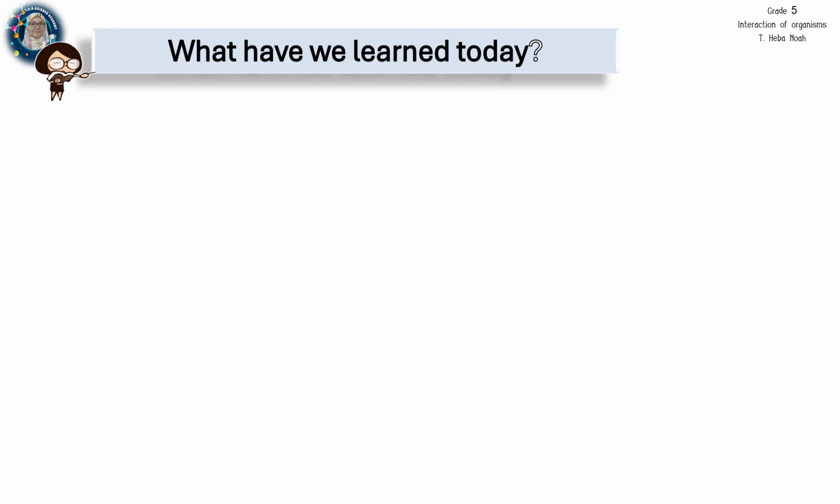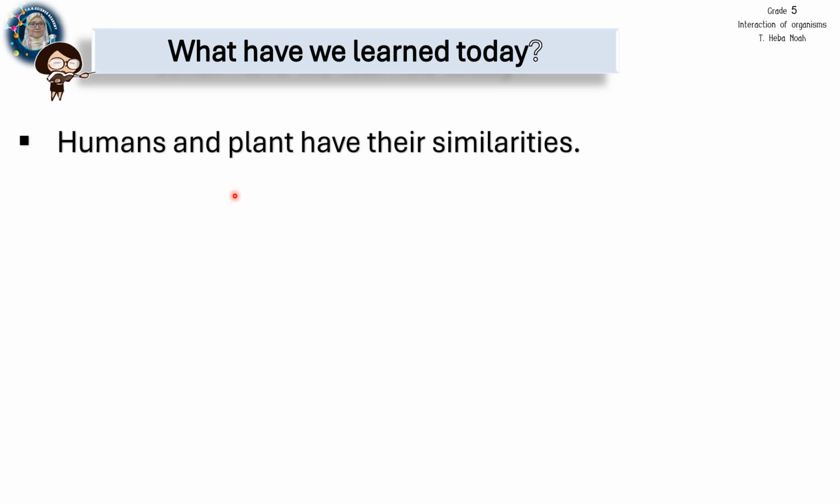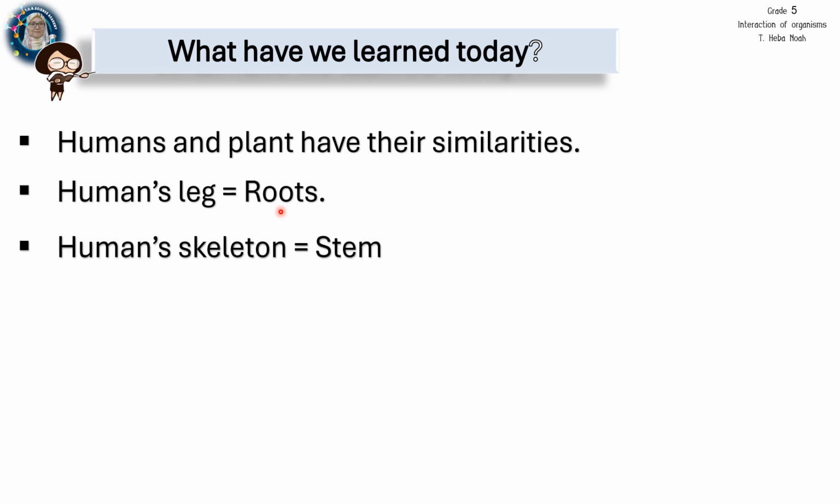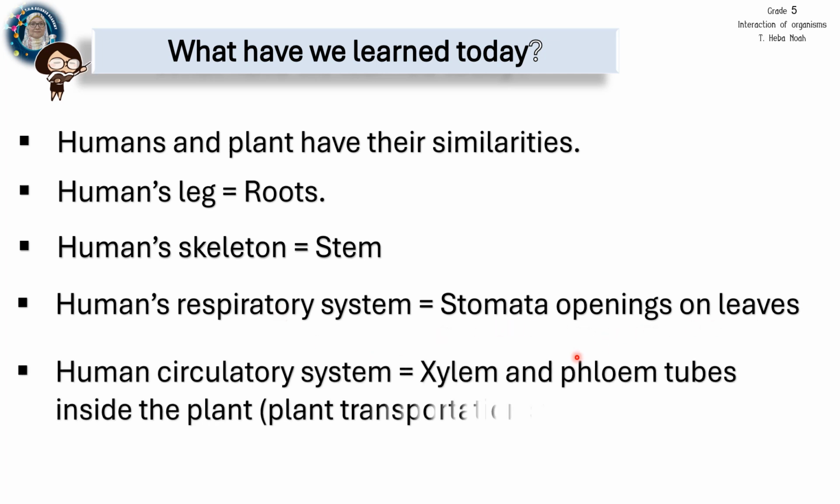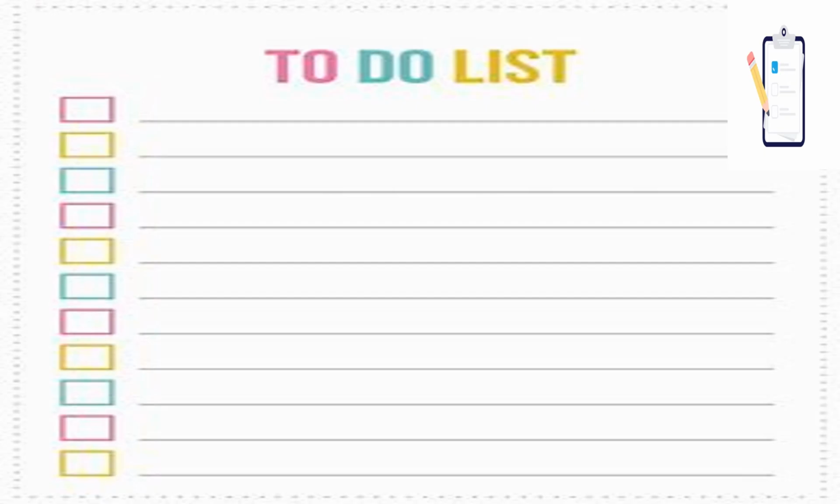So what we have learned, a quick summary. Humans and plants have their similarities. The human leg is like the roots. The human heart is like the roots. The human skeleton is like the stem. The human respiratory system is like the stomata openings on leaves. The human circulatory system is like the xylem and phloem tubes inside the plant, the plant transportation system. And this is what we talked about today.